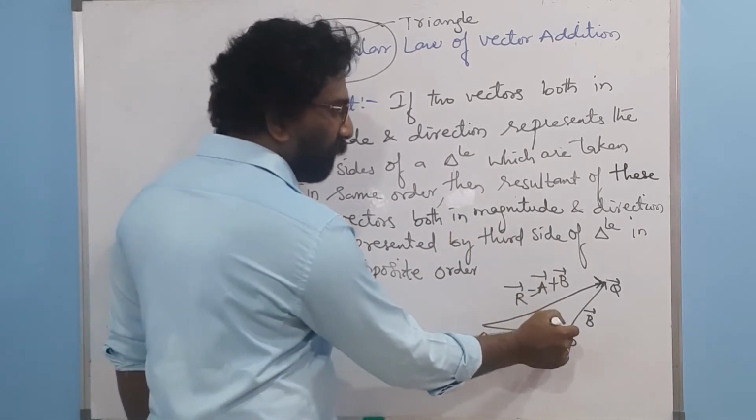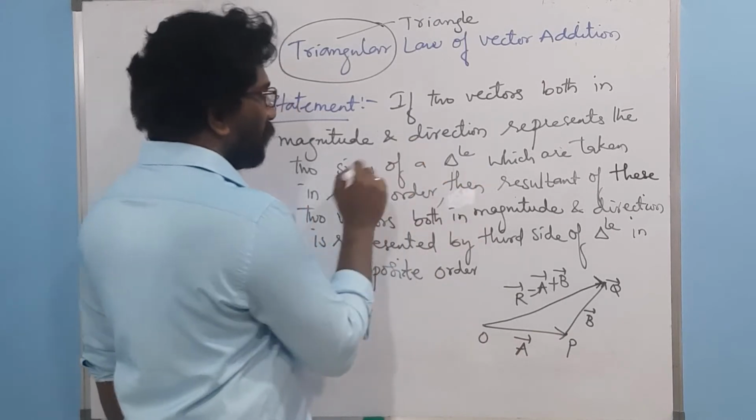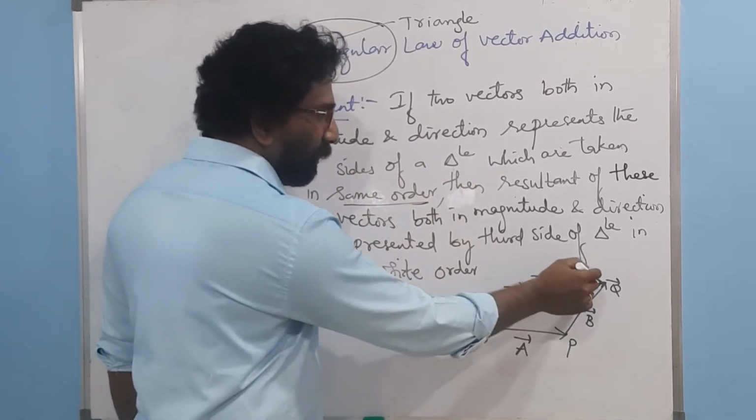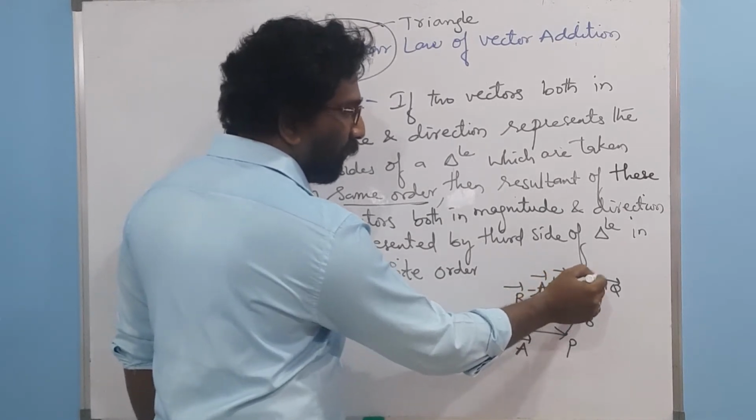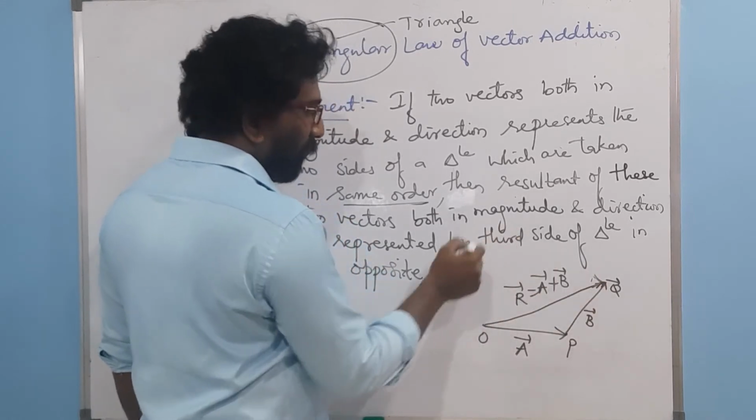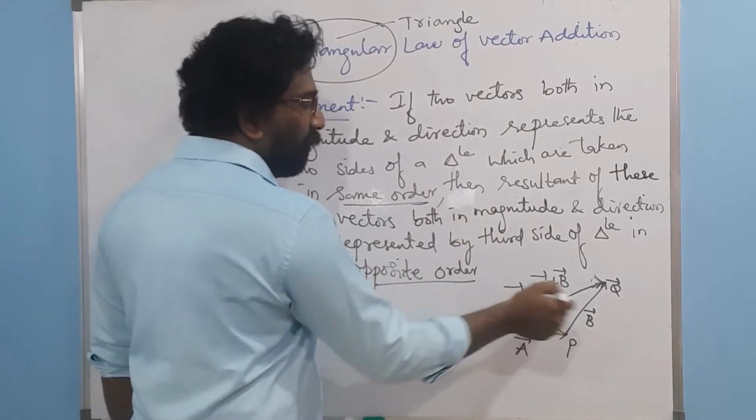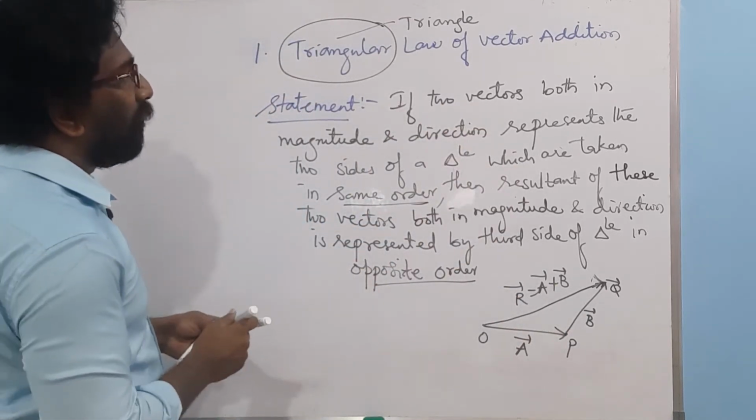If the tail of one vector is connected to the head of another vector, we say that both are in the same order direction. But when either tails or heads of the arrow marks are connected, we call it opposite order. So this is the meaning of same order and opposite order. So this is the statement of your triangular law of vectors.